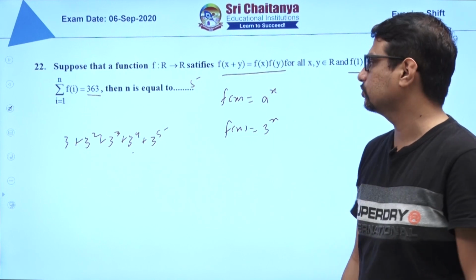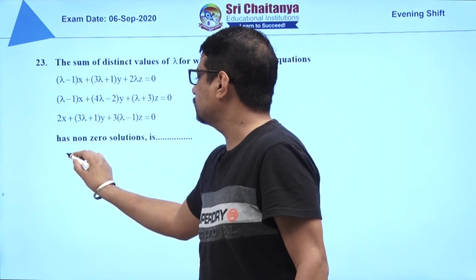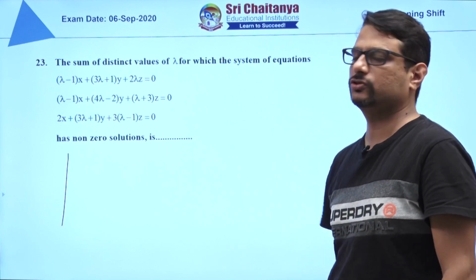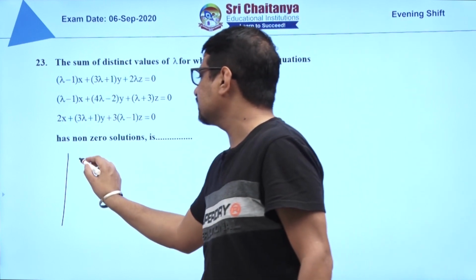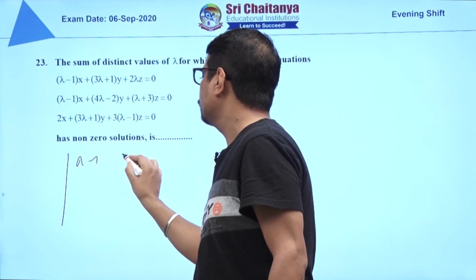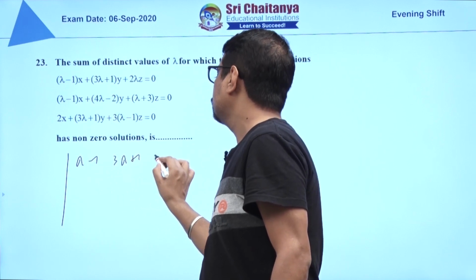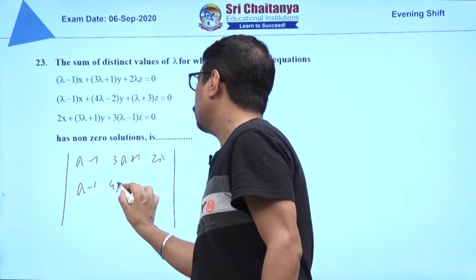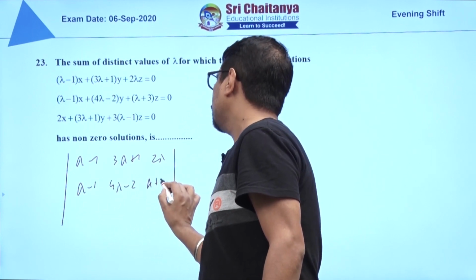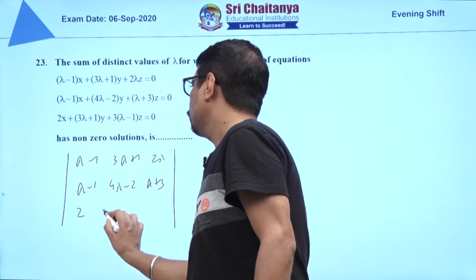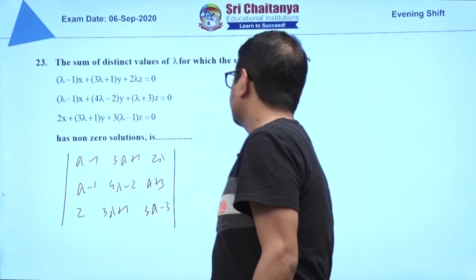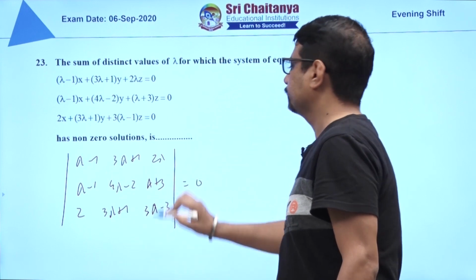That's it. Next question. So there is a question based on homogeneous equation where the determinant of the coefficients should be equal to 0. That will give you non-zero solutions. Determinant of the coefficients, let us write lambda minus 1, 3 lambda plus 1, 2 lambda here, lambda minus 1, 4 lambda minus 2, lambda plus 3, 2, 3 lambda plus 1, 3 lambda minus 3. This should be equal to 0.